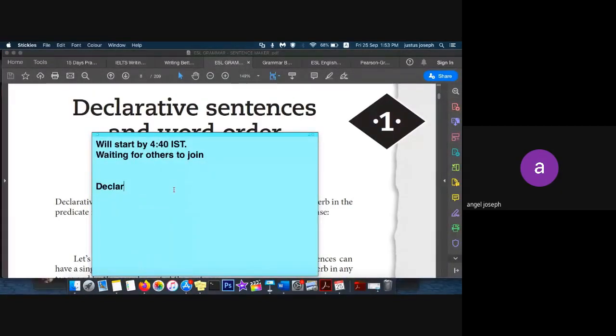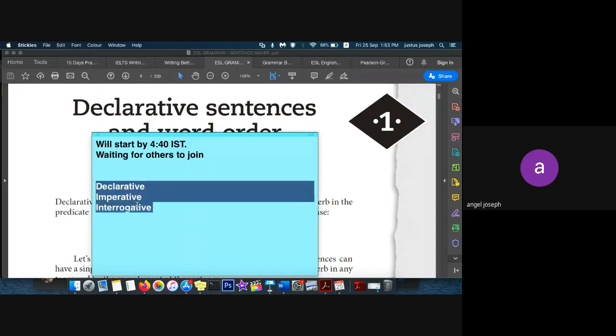So, declarative sentences are there. Then there is imperative sentence. Then interrogative. And what else? There is one more type of sentence. What is the fourth type? There is one more. Okay, fine, you don't have to be worried about it.